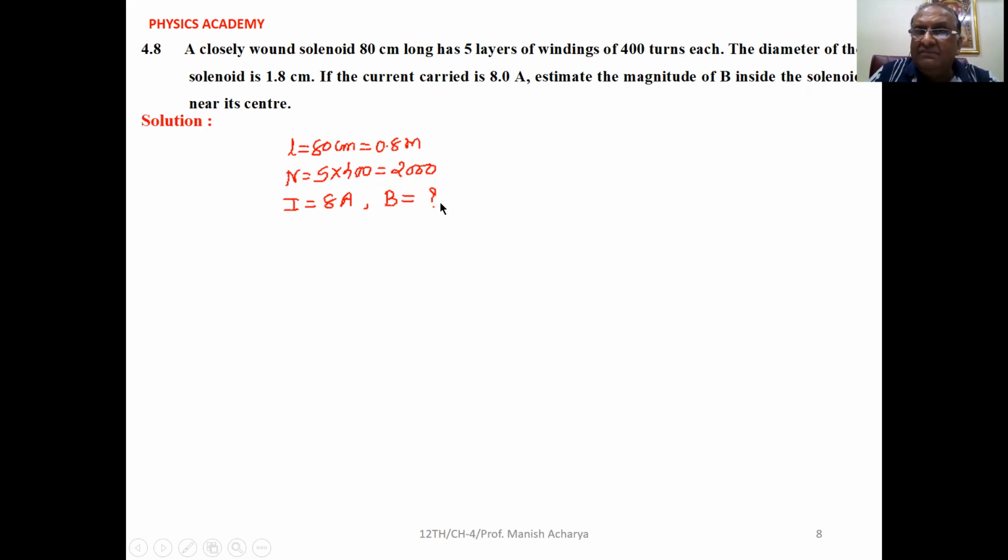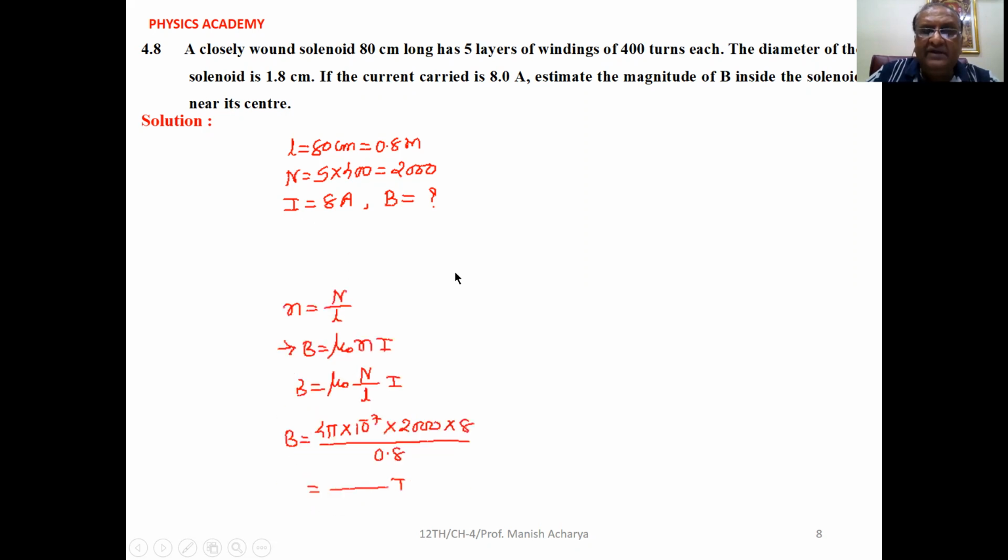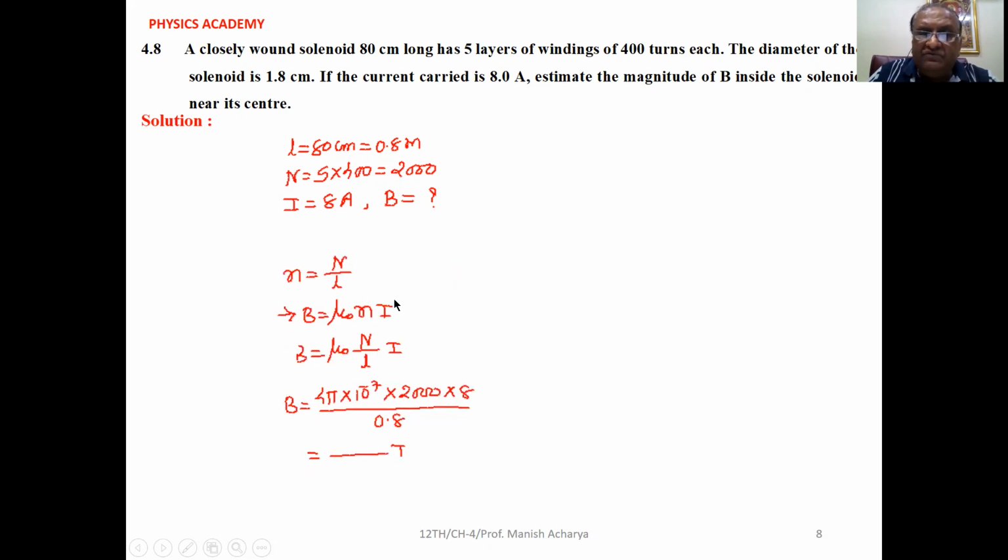We want to calculate the magnetic field inside the solenoid. So we have the equation for the magnetic field inside the solenoid, that is B equal to mu 0 N I, where N is the number of turns per unit length. So here the total number of turns and total length are given to you. So the number of turns per unit length will be capital N, the total number of turns, divided by the total length.